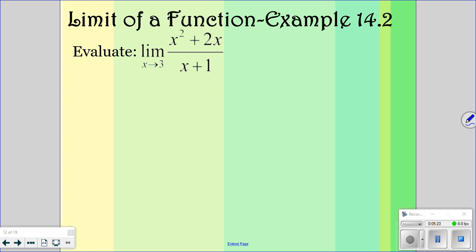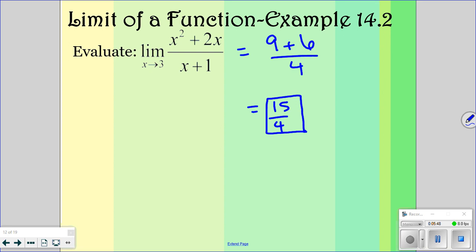So looking at another one, we want to evaluate this. First thing you want to try and do is plug it in. If you plug in 3, you don't get a divide by 0 error. You get 3 squared, 9. 2 times 3 is 6. 3 plus 1 is 4. So you get 15 over 4. It's really just a trivial question because you're basically just plugging it in. You didn't have to do anything with it. So that's your answer for that one. So that's why you always want to plug it in first. See if you can save yourself any time.